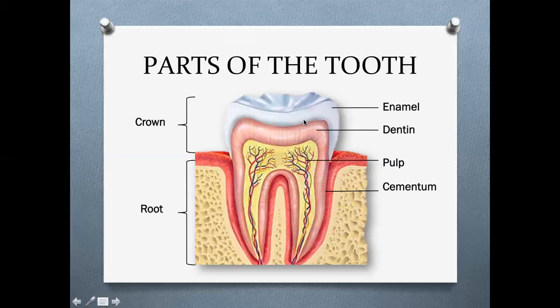So the cementum is the part that covers the root, and you cannot see it when you look at your teeth in the mirror. Only the enamel is the one that we see with our naked eye. The cementum is hidden by the gums and the bone.